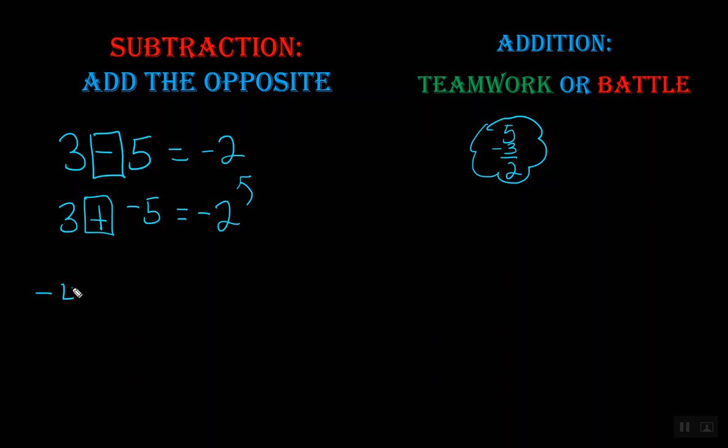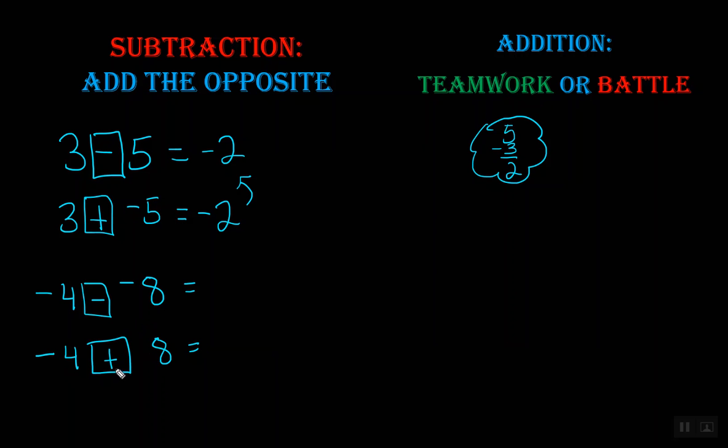So let's try a negative 4 minus a negative 8. Let's see what happens with this. All right, I have a subtraction sign in the middle. I need to add the opposite. So I'm going to copy over the first number. I'm going to change my subtraction to addition and put the opposite sign on the second number. It was negative, it's now positive.